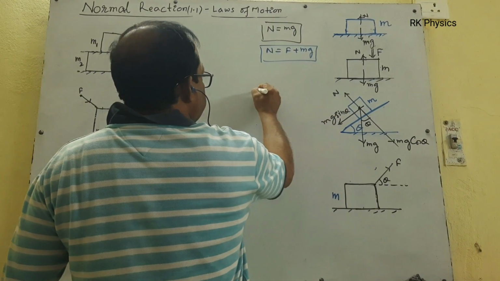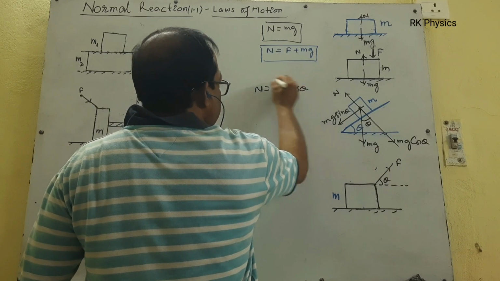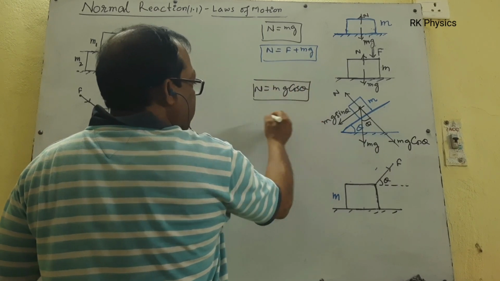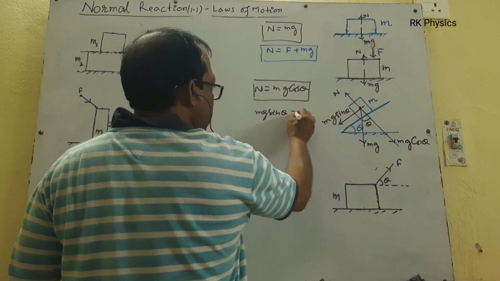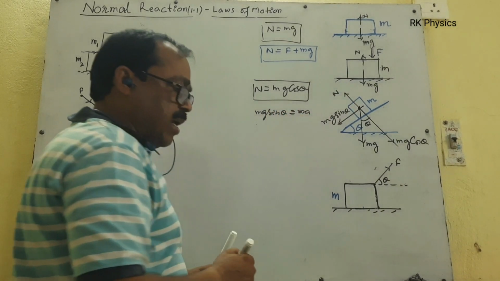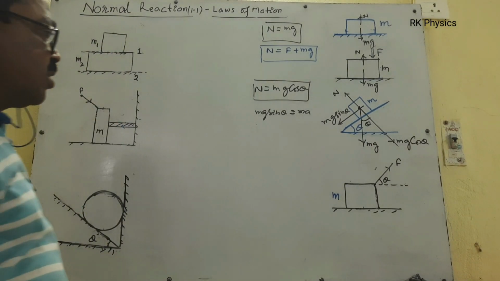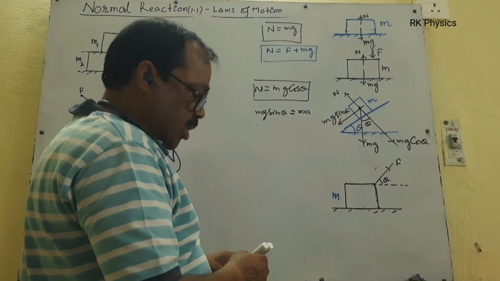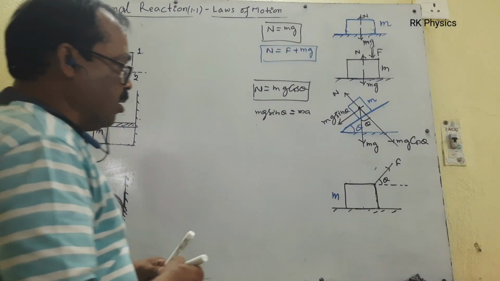So in that case, you write N is mg cos theta. This is our aim. And mg sin theta. If there is some motion, you write mg sin theta is mass into acceleration. Then find out acceleration, then calculate various kinematic properties. Okay. Then come to the fourth figure.